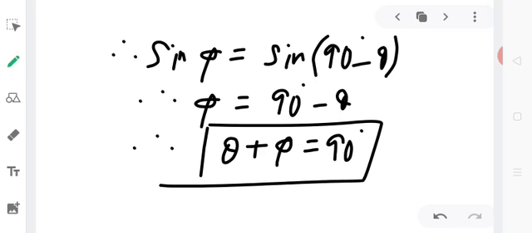This means that if a body collides with a target body of equal mass at rest, the two bodies move at right angles to each other after the collision.